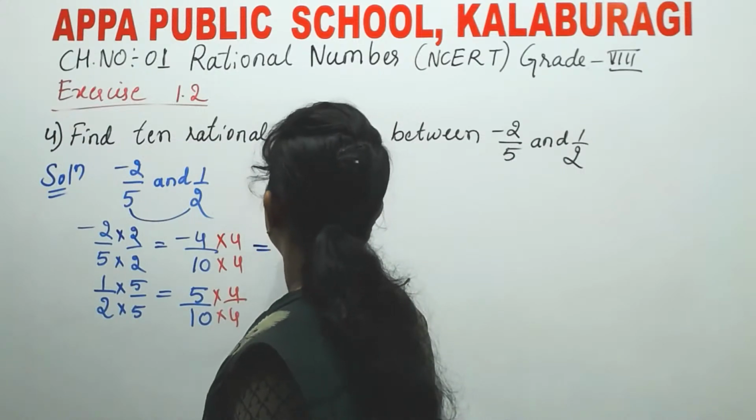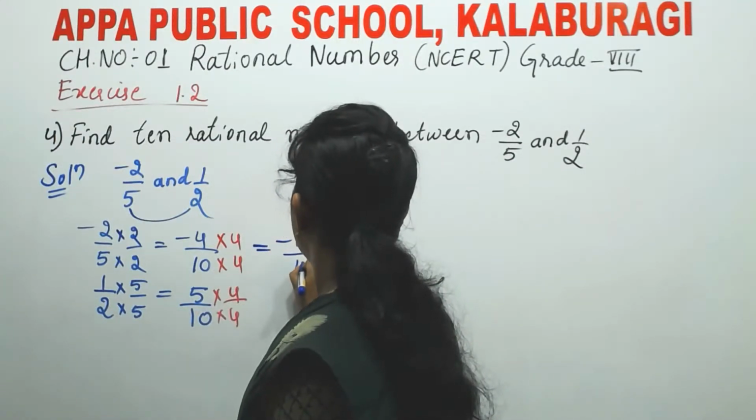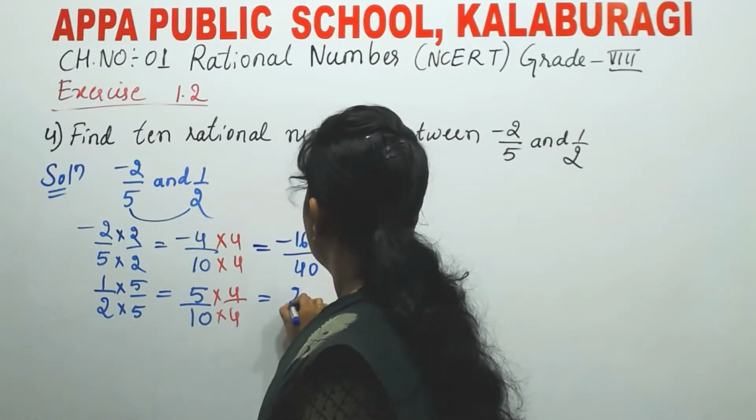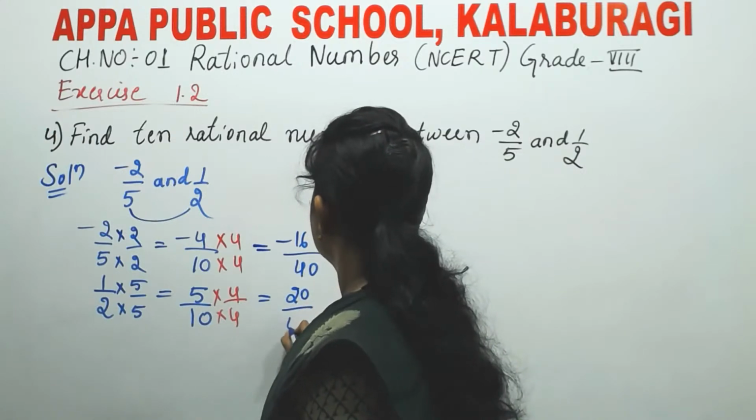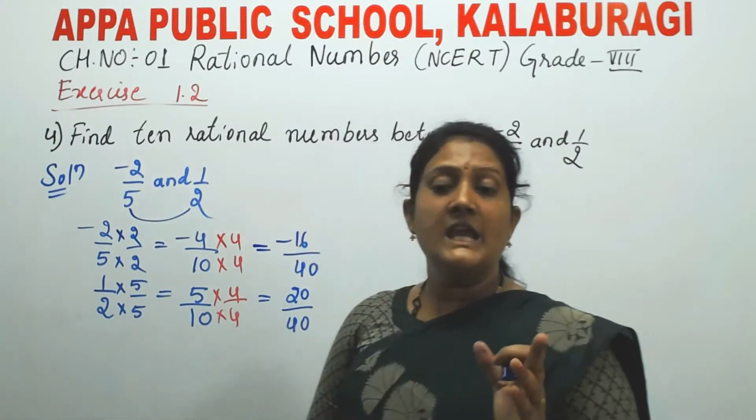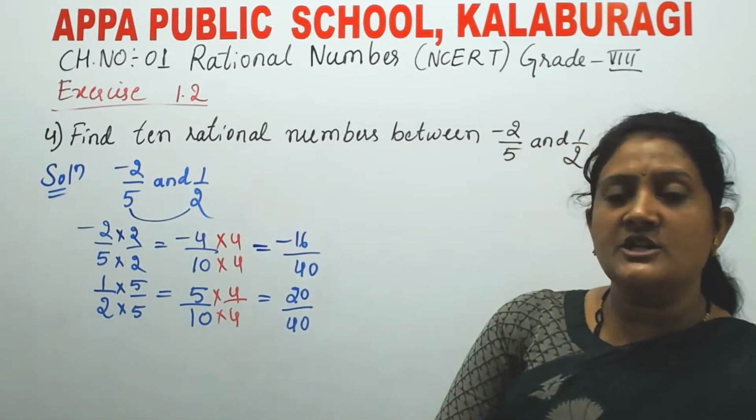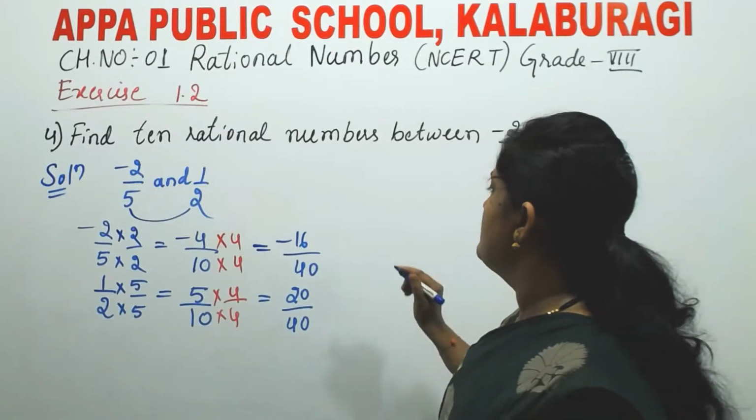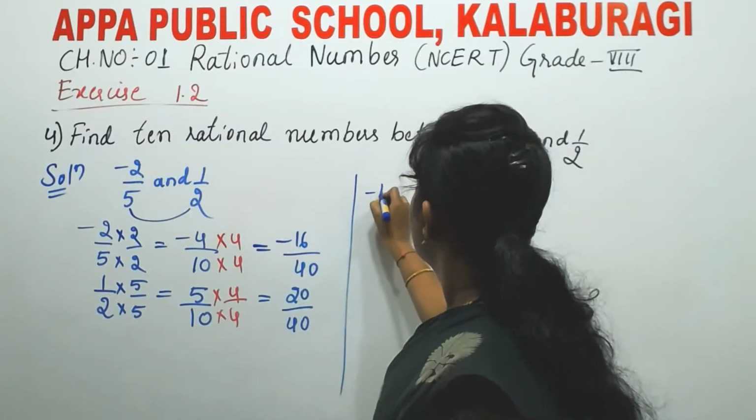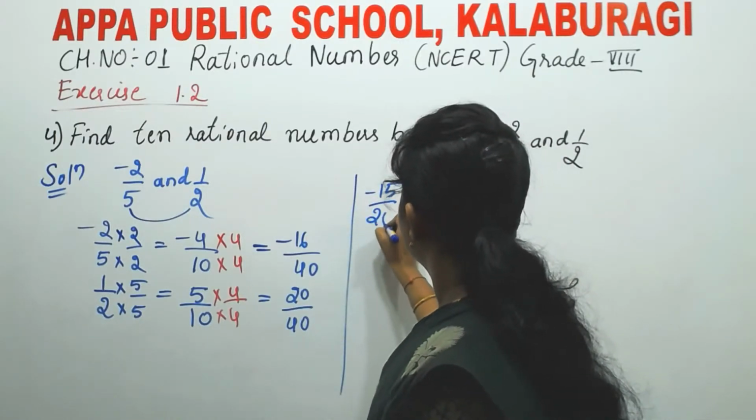4 4s are 16. 10 4s are 40. 5 4s are 20. 10 4s are 40. Make sure that the denominator should be equal. Now can we write the 10 rational numbers? Yeah, of course. Minus 15 by 20.